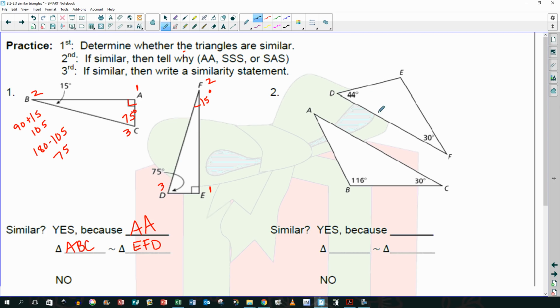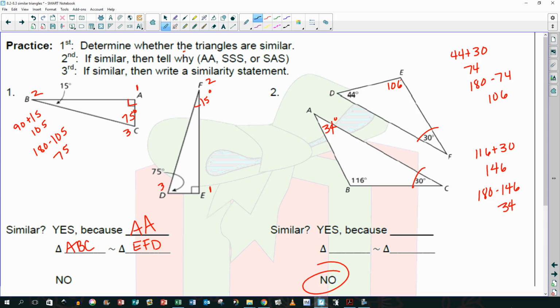All right. In this case, I've got 44 and 30. So 44 plus 30 is 74. 180 minus 74 is 106. So this angle is 106. Here I have 116 plus 30, which is 146. 180 minus 146 is 34. So this angle is 34. Well, none of the angles match except this one, so I only have one angle. These two do not match. So these two are not similar, and if they're not similar, then there's nothing else to state.